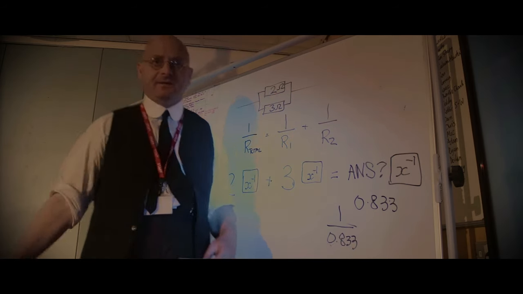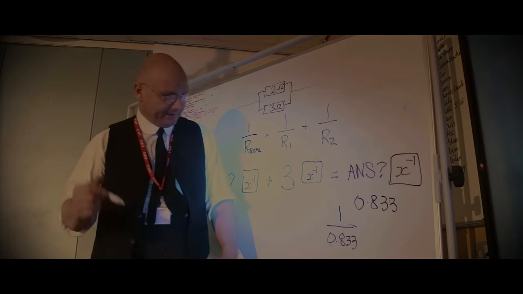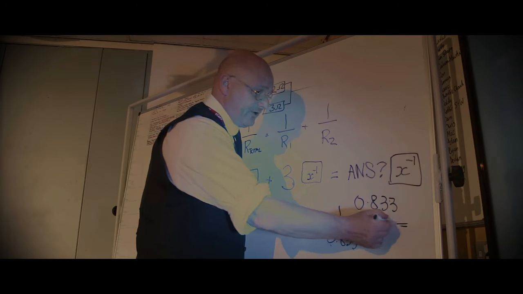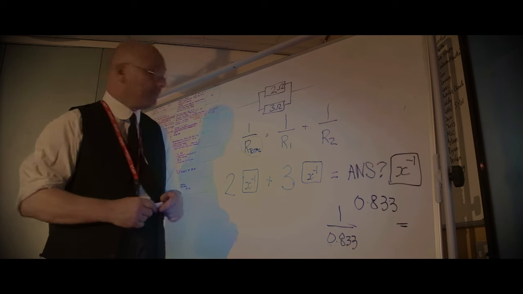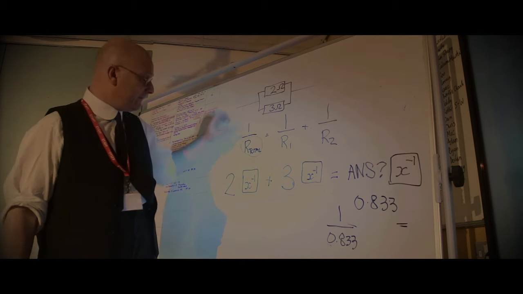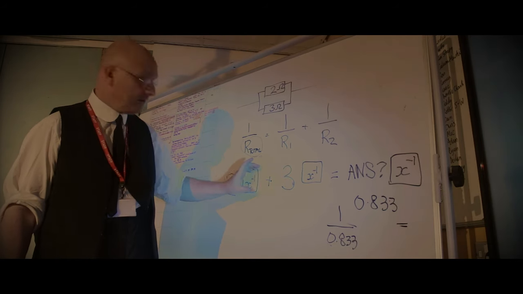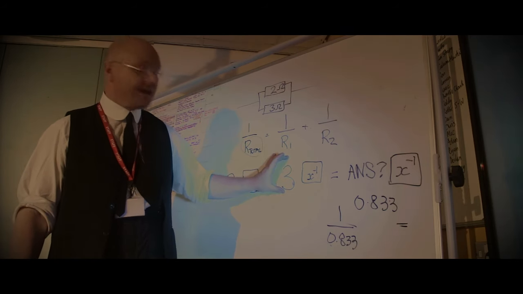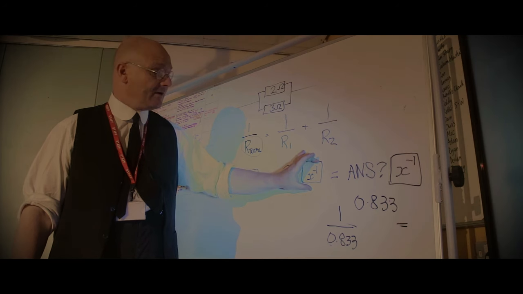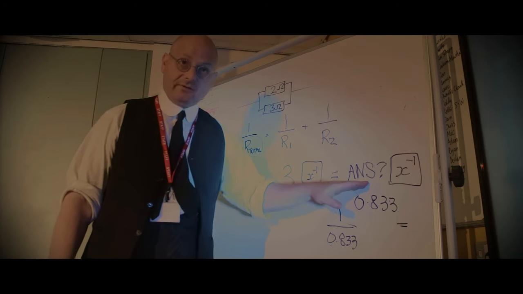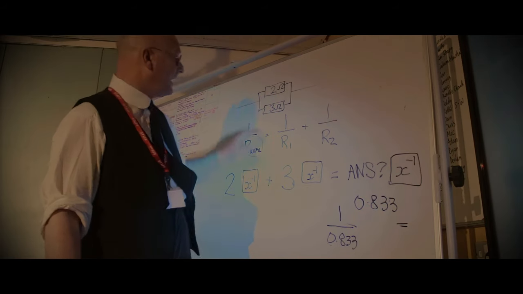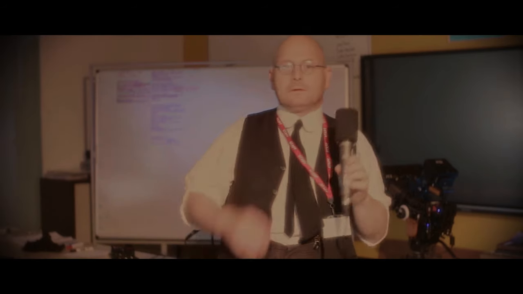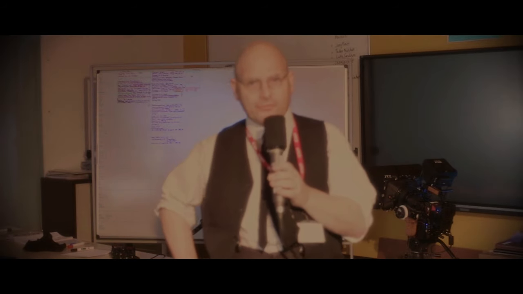On the calculator, as soon as you press x to the minus 1 on your answer and the equals, you will get your R total. But just remember, you do have to press 2 x to the minus 1 plus 3 x to the minus 1 equals, the answer will come up, and then you press x to the minus 1 equals, and you'll get your answer for the total. Right, I hope that was useful to you.